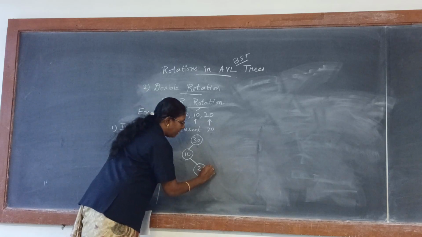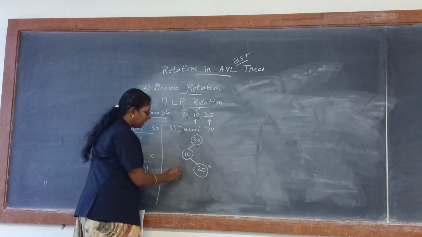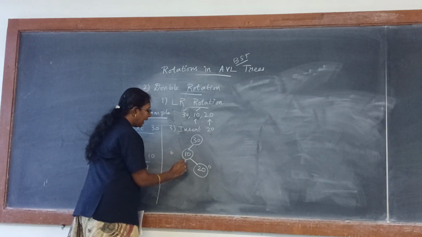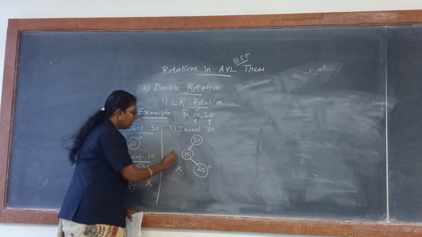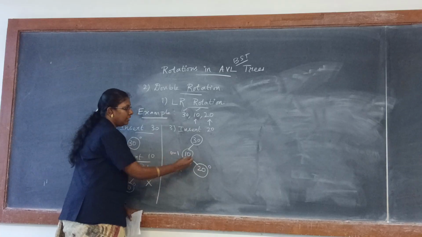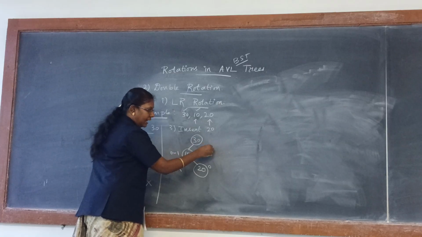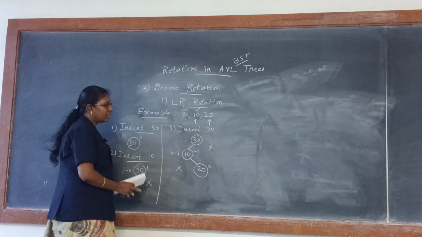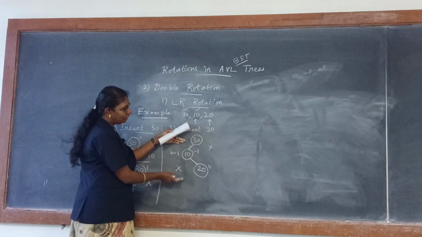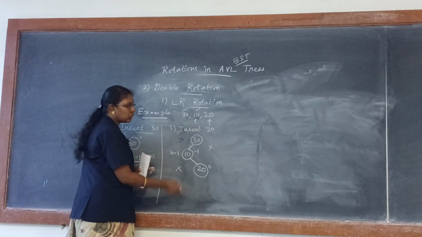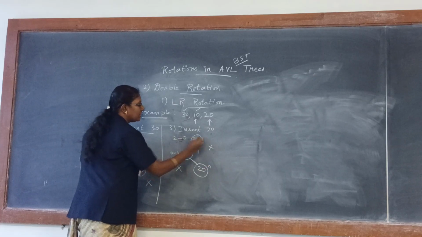So 20 is a leaf node also, and the balance factor for this value is 0. Now there is no left child for 10, so the height of the left subtree is 0 and the height of the right subtree is 1, as that level has only one child. So this is 0 minus 1, and the value is minus 1. And for 30 there is no right child, but on the left side the left subtree's height is 2, as there are two levels. This is level 1 and this is level 2. So 2 minus 0, since there is no right child, is equal to 2.